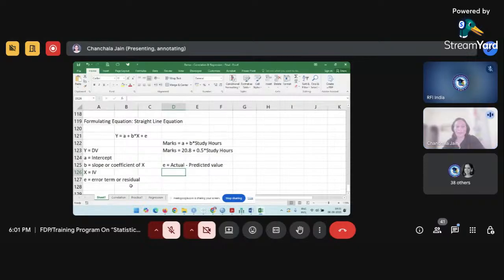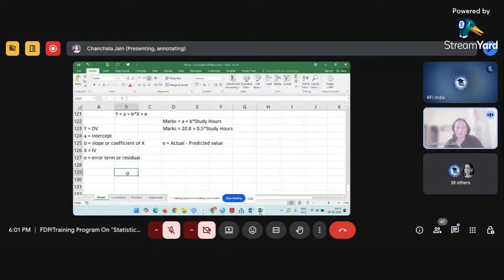Similarly, for multiple linear regression, the equation will be a plus B1 x1 plus B2 x2 plus up to Bn xn, plus the error term, right? So it depends on how many independent variables you have. Accordingly, you can make the equation for multiple linear regression as well. Is it clear?